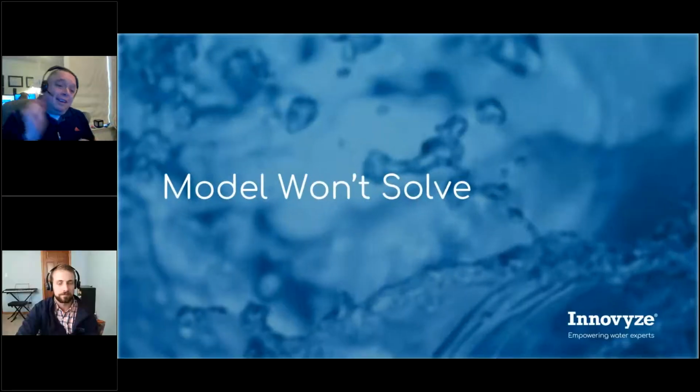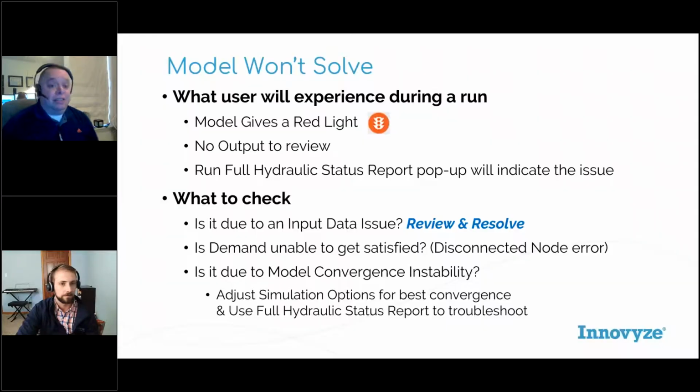What about when I go to run my model and I'm not getting any solution at all? Basically, that means I hit the run button and I'm getting a red light. It says, hey, I tried, but I could not get an answer, so there's no output to review. Those are always more challenging.